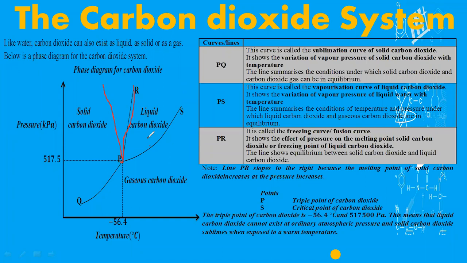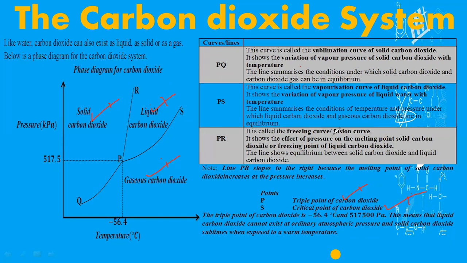Okay. Now, just like water, this is the solid phase for solid carbon dioxide. This is the phase for liquid carbon dioxide. This is the phase for gaseous carbon dioxide. Okay, P is the triple point of carbon dioxide now. You must specify which substance. S, just like for water, is the triple point for carbon dioxide.